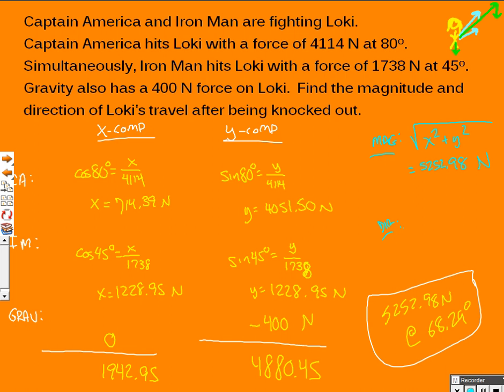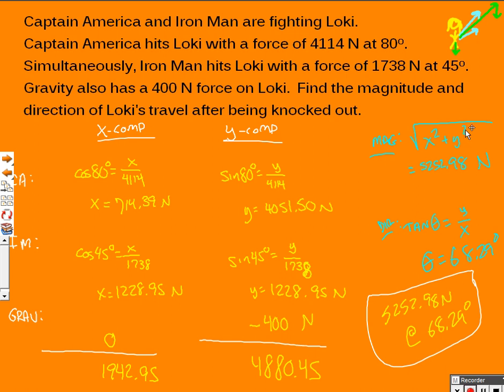And again, we should expect that to be a lot bigger force because they're both going in the same direction. Both forces being applied to Loki were in the same direction. As for direction, we should be in quadrant 1. And it should, in theory, be somewhere in between the 80 degrees and the 45 degrees, just based off of the diagram we've made. There's your resultant force, and the angle comes from doing tangent equals y divided by x. Do your inverse tangent, you get 68.29.